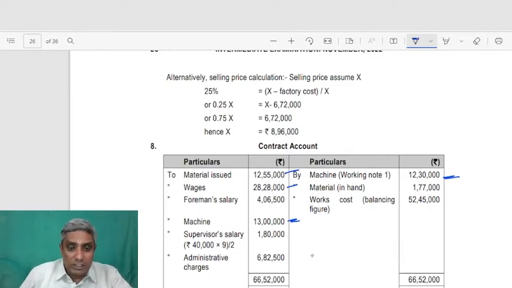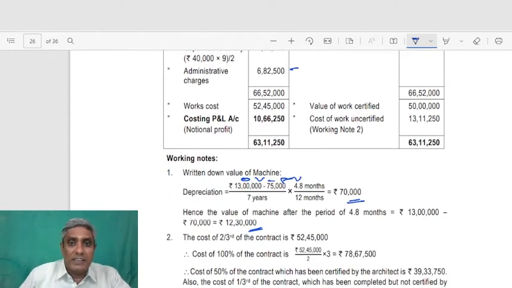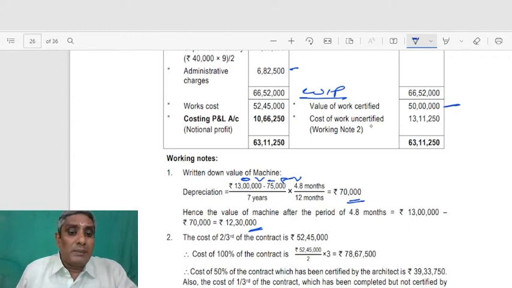Now entire cost is debited and finally the works cost figure, the balance in material in hand, it will be credited, and finally the works cost, that is the total cost of the contract. Then we will adjust with the work in progress. The work in progress is divided into two elements, which are work certified and cost of work uncertified. So 52 lakh 45,000 is the works cost. Cost of work certified is directly given because 50% of the contract has been certified by the architect. So 1 crore is the contract price, 50 lakhs, straightforward directly.